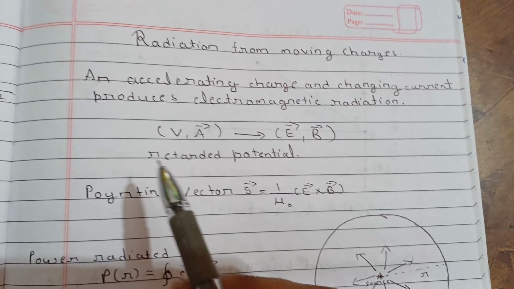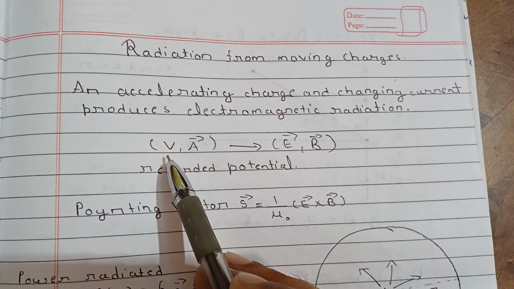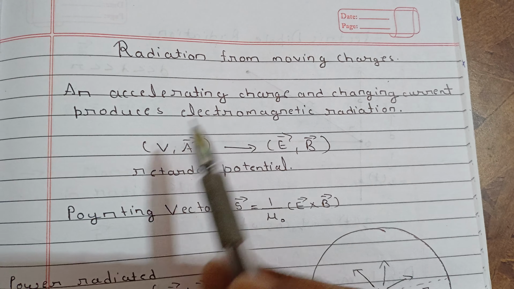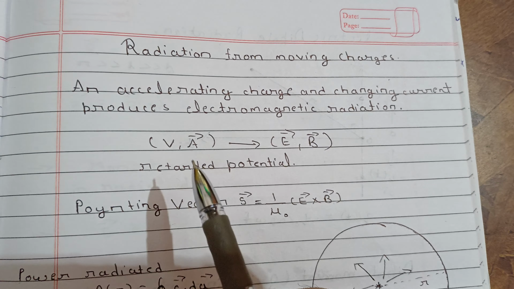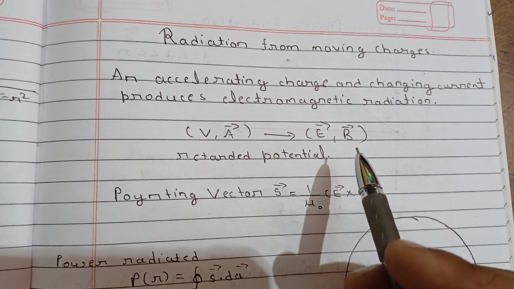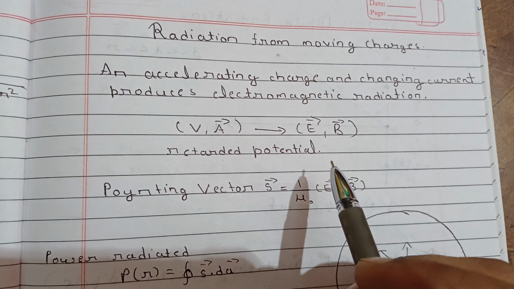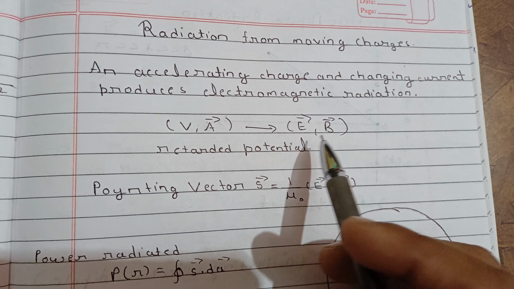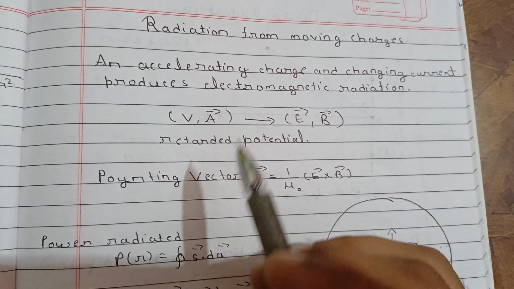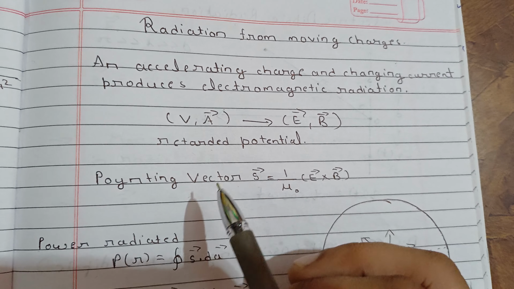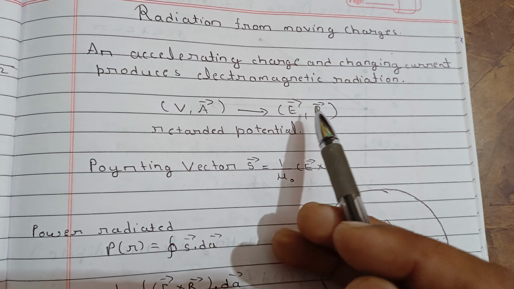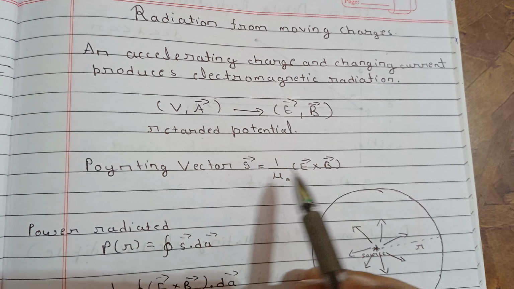Now see, if you know the vector potential and the scalar potential due to these moving charges or the dipoles, then you can find E and B using the relations we already studied: E is minus del V minus del A by del t, and similarly for B, that is del cross A. So if you know V and A, you can find E and B, and these potentials will be retarded potentials, because here again we are using EM waves.